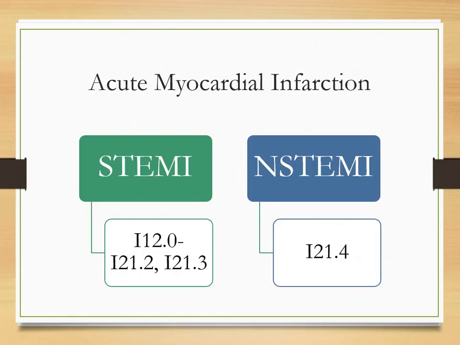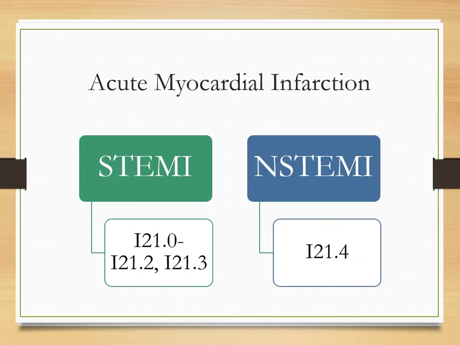The ICD-10-CM codes for a type 1 acute myocardial infarction identify the site. Examples can be anterior lateral wall. Subcategories I-21.0 through I-21.2 and I-21.3 are used for type 1 ST elevation.